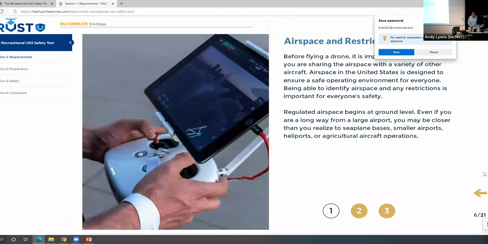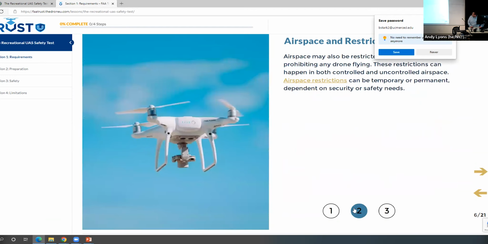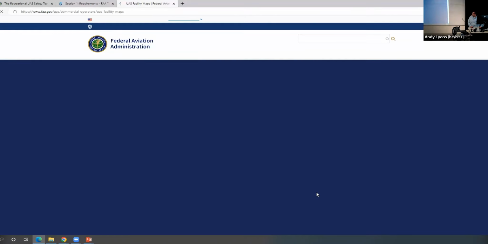You can click through and learn airspace. Unless specifically authorized by the FAA, recreational drone flying is limited to no more than 400 feet above ground level. We introduced the concept right here. It is limited to the UAS facility map altitudes in controlled airspace. Now, for some reason, they don't tell you about that yet.